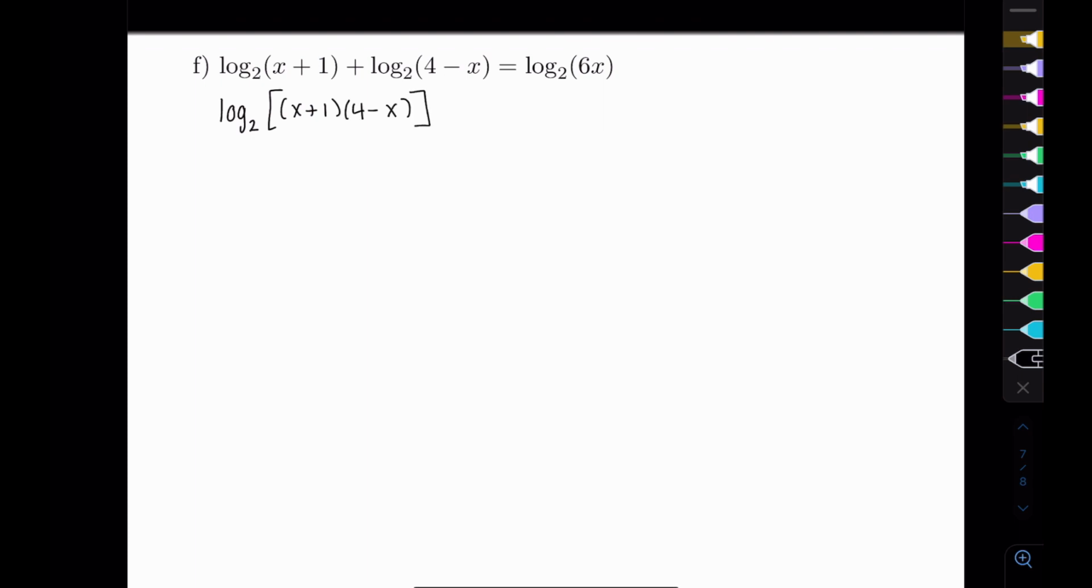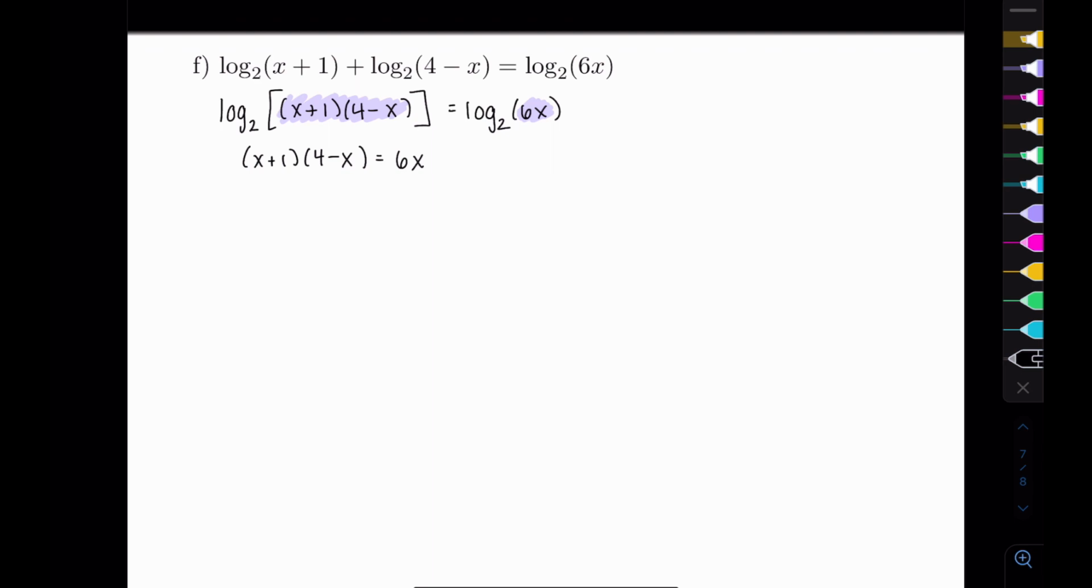So we get log base 2 of x plus 1 times 4 minus x equals log base 2 of 6x. Now because we have log base 2 of something equals log base 2 of something, we can say that this inside must equal this inside for these two things to be true. So x plus 1 times 4 minus x needs to equal 6x. Ultimately, we end up with a quadratic equation that we have to solve.